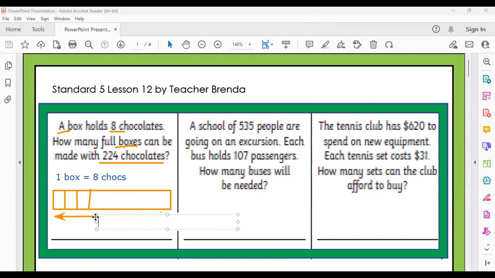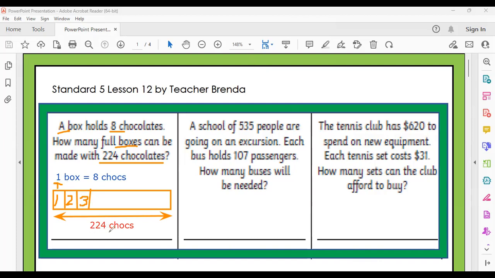You write it at, can you see me drawing an arrow there? So that arrow shows you all the chocolates. And every box here, or every part here, shows us how many boxes. This is one box. This is the second box. This is the third box. And in each box, I need 8 chocolates.